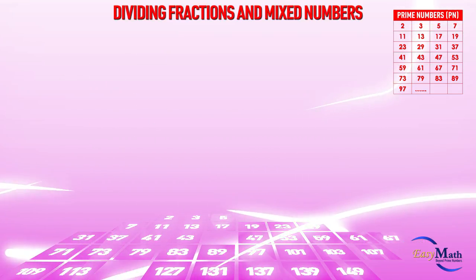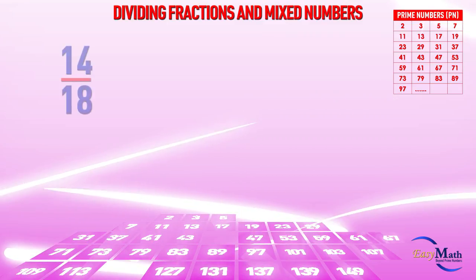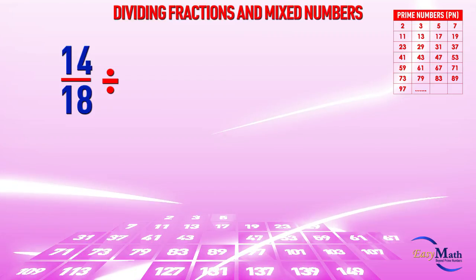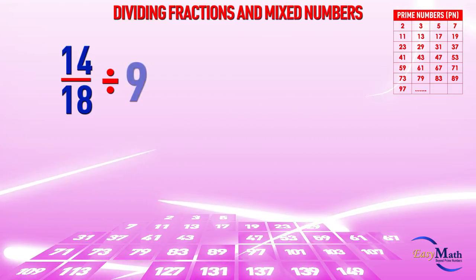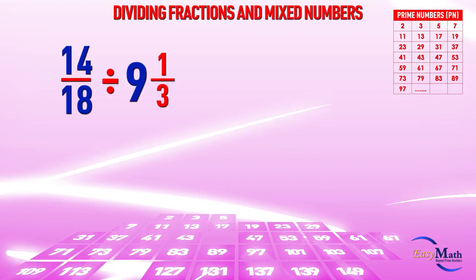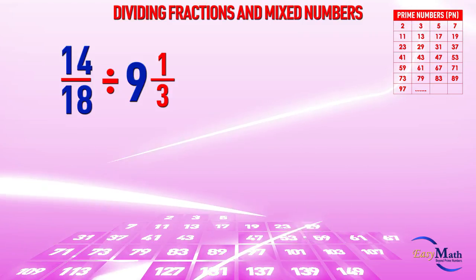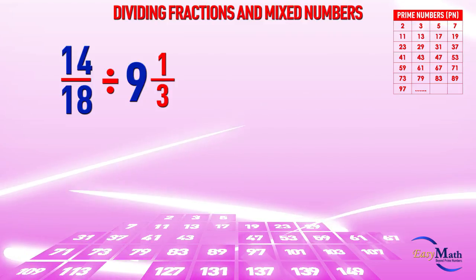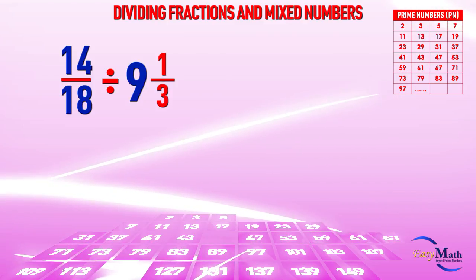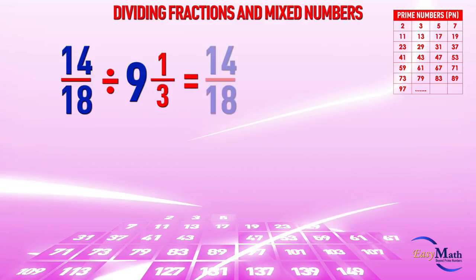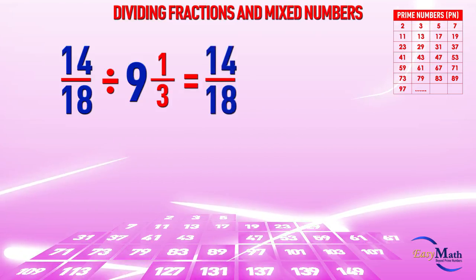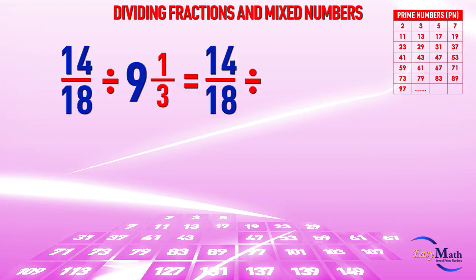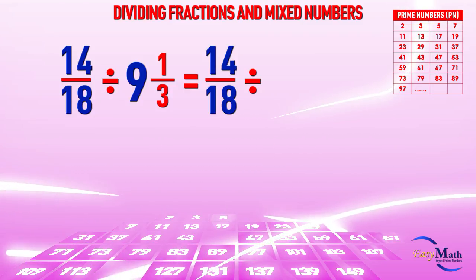Let's say we have a problem like 14 over 18, and we want to divide that by a mixed number, say 9 and 1/3. So what we're going to do is remember first that we need to convert this mixed number into an improper fraction. So let's start with that. So we bring the 14 over 18 over here. We're going to keep the division symbol because we're not taking any inverses yet. Then we're going to change this to an improper fraction.